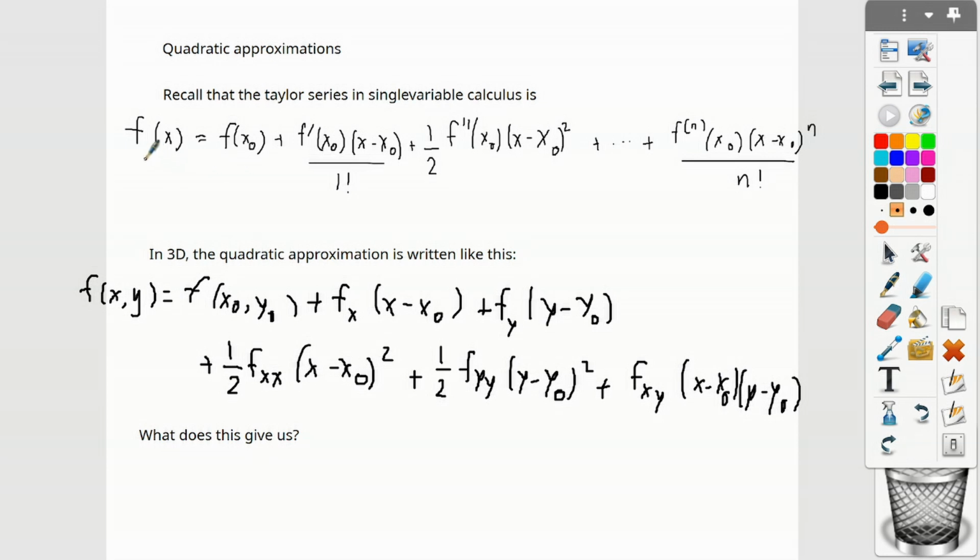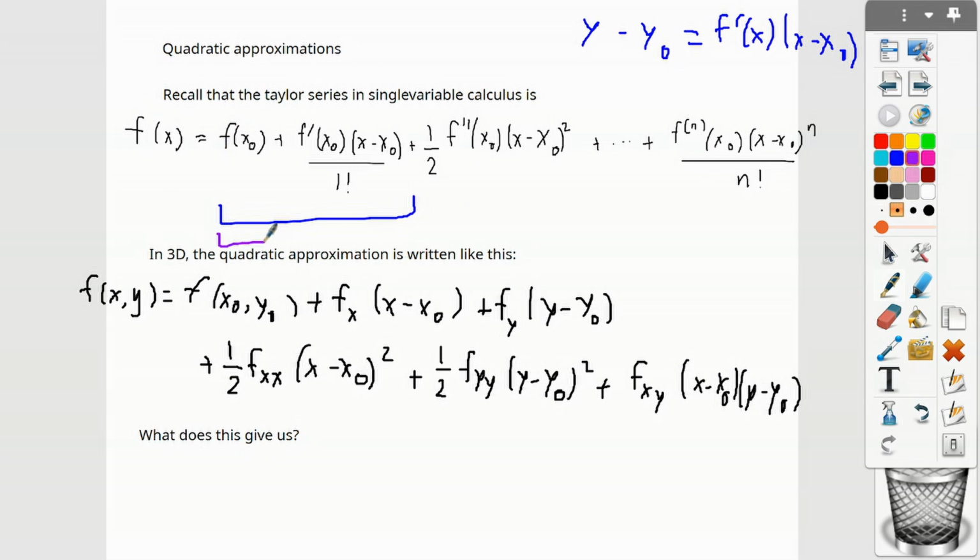Now, I don't know if you guys recall, the Taylor series in single variable calculus is this. This is a Taylor series, and this is the linear approximation part of it, which is exactly y minus y0 equals f prime of x times x minus x0. This is a linear approximation in single variable calculus, and this is exactly the same thing, except I replace the f of x with y, right? So this is the linear part of it.